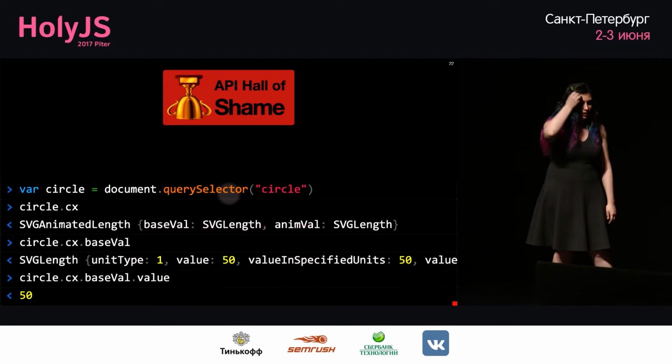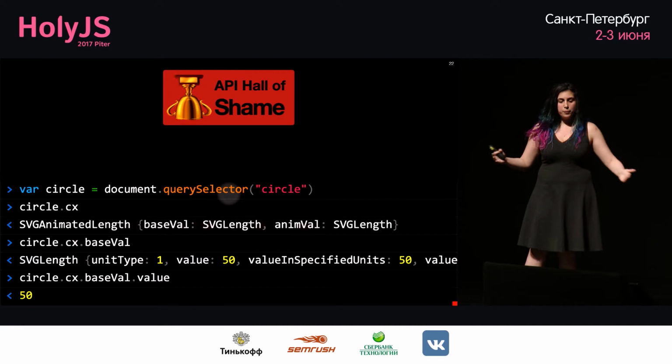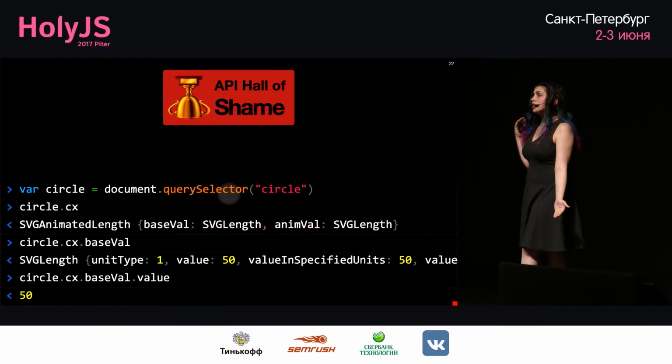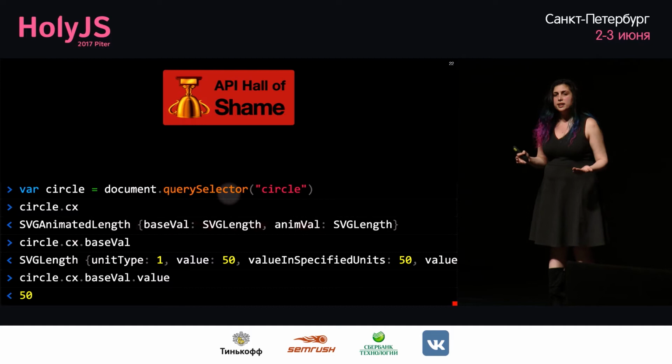I'm sure that there's a good reason why in some cases you might need a different baseVal and a different animVal. I'm sure there's a good reason that sometimes you might need an SVG length object. But you don't always need them, and there should be a simpler way.